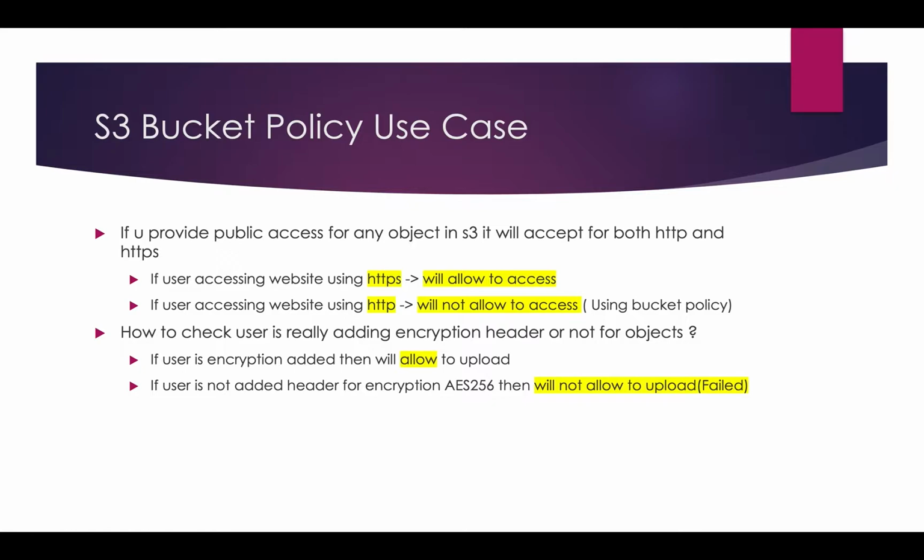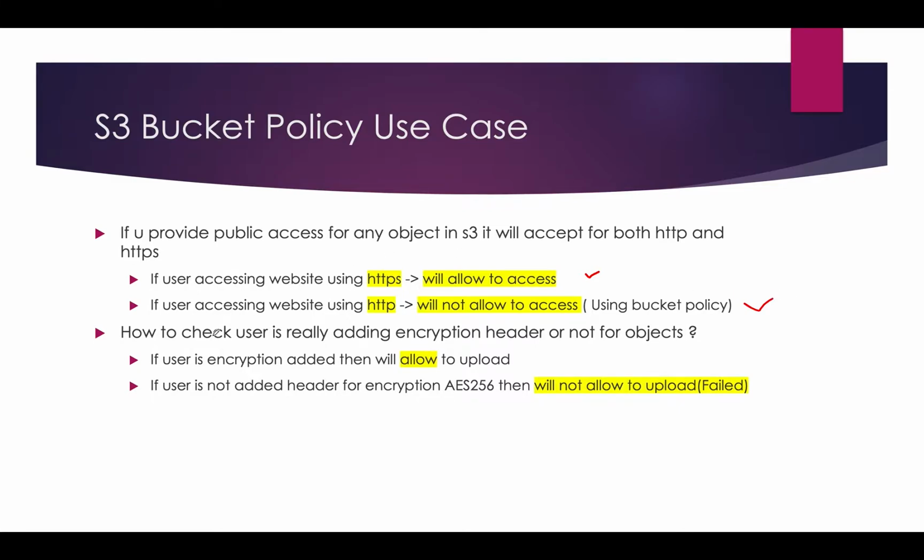If you provide public access for any object in S3, it will accept both HTTP and HTTPS. Means you uploaded some image, a logo or a text file. If a user tries to access that image, he can use both HTTP and HTTPS. Maybe we'll see the scenario before applying the bucket policy and after applying the bucket policy. Okay, this is one use case.